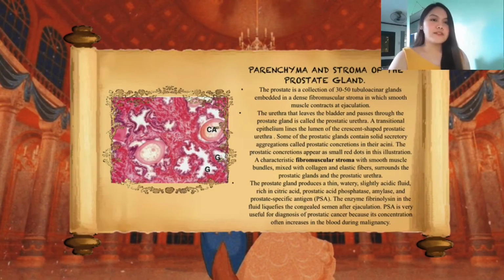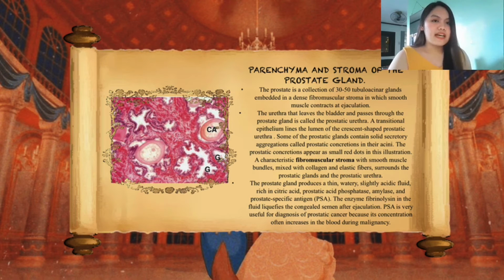Parenchyma and stroma of the prostate gland. The prostate is a collection of 30 to 50 tubulo-acinar glands embedded in a dense fibromuscular stroma in which smooth muscle contracts at ejaculation. The urethra that leaves the bladder and passes through the prostate gland is called the prostatic urethra. A transitional epithelium lines the lumen of the crescent-shaped prostatic urethra.